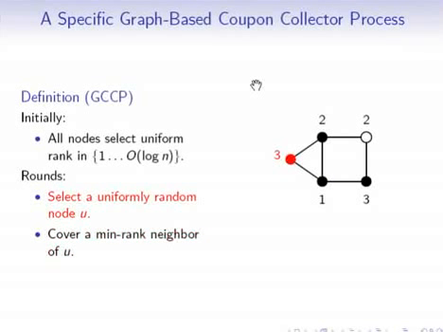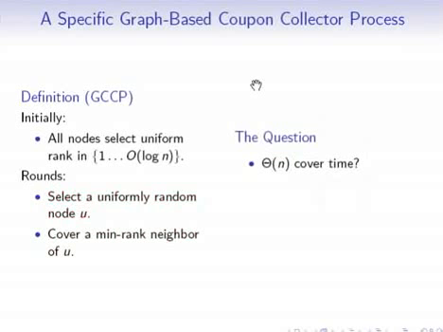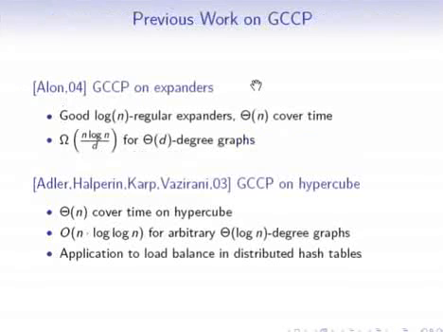Now, we could have a selection where all of the neighbors are covered. And in this case, we simply don't get to cover any node in this round, and we have to move on. So the question is: is this process as fast as covering the graph without replacement, up to constant factors? In other words, do we have a linear cover time for this graph-based coupon collector process, the same as we did for the original process without replacement?